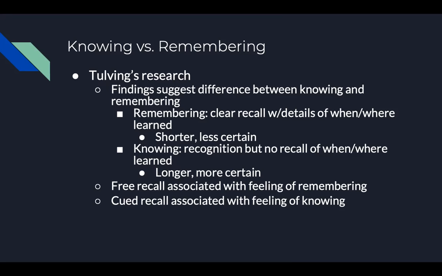What Tulving found in his experiments was that participants, when they talked about remembering something, talked about it in a way that they were able to clearly, consciously recall information with also the associated details of when or where they learned it.